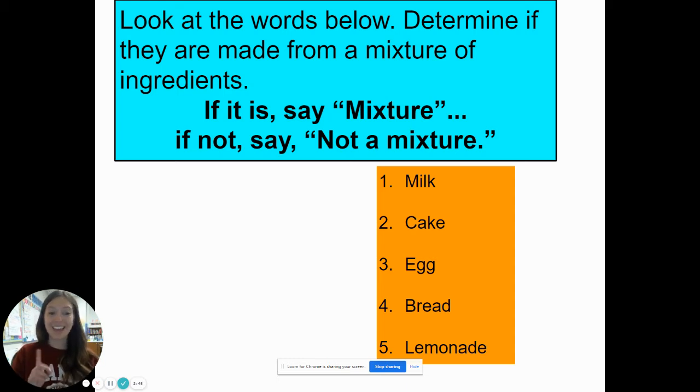Next one, cake. You should have said mixture. Mixture, because cake is made of many different ingredients. Oh my goodness, my lights just turned off. You do the next one while I turn my lights on.